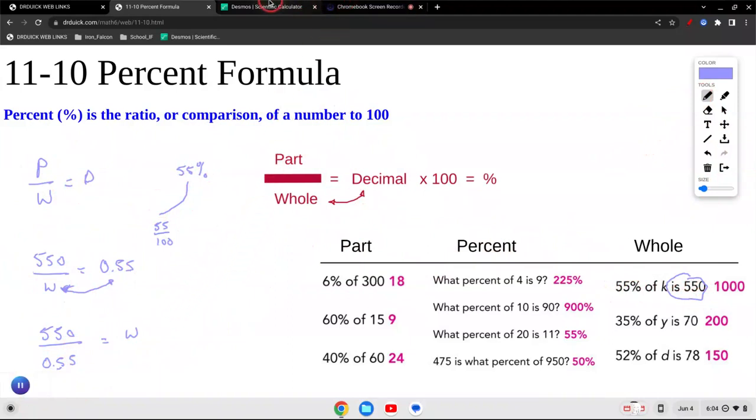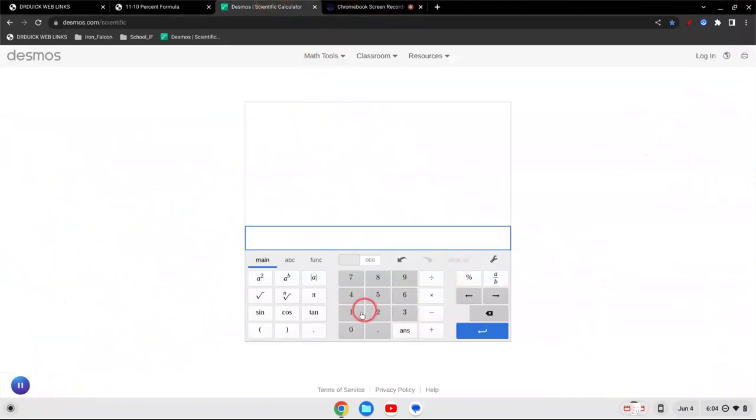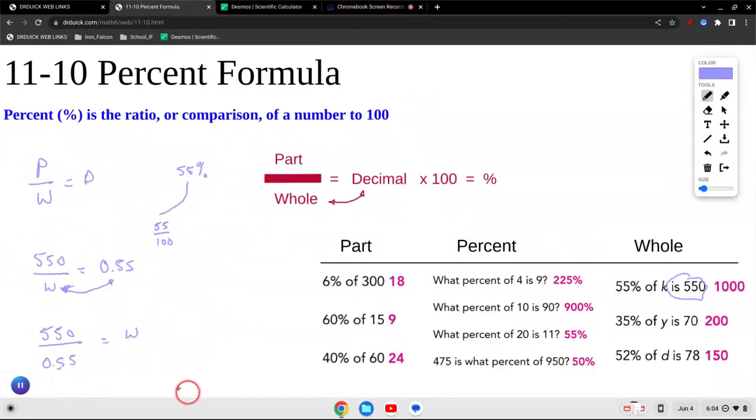For example, if I put this in my calculator, 550 divided by 0.55, I get the number 1,000. So I get 1,000 equals W, which is what we have right here. So I'm going to show you this trick on the next one.